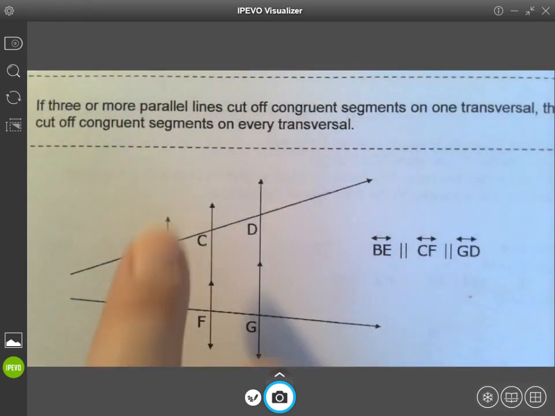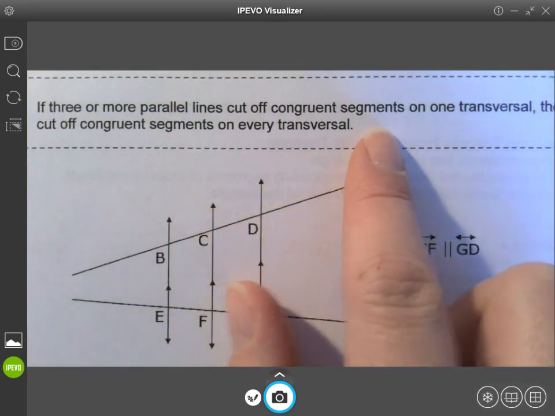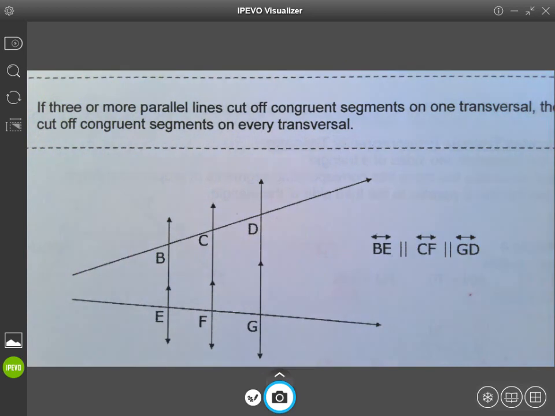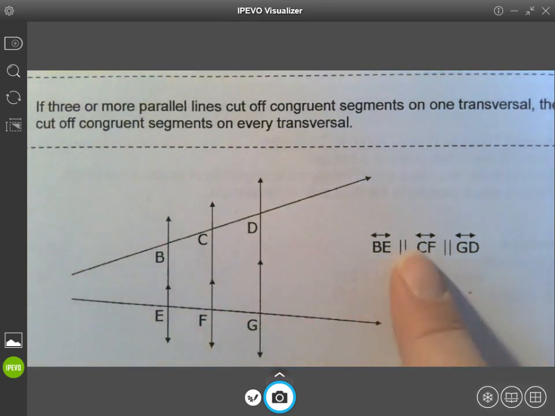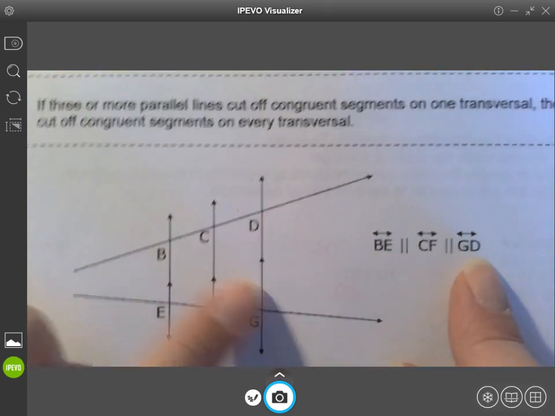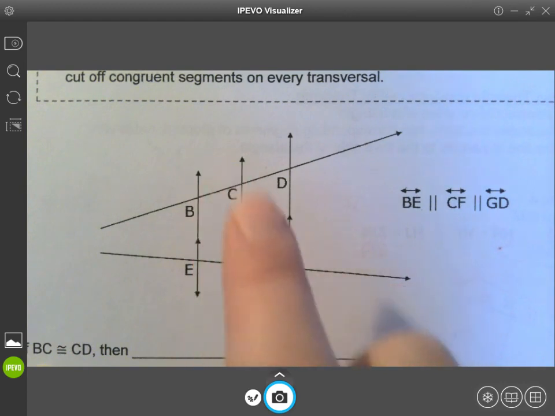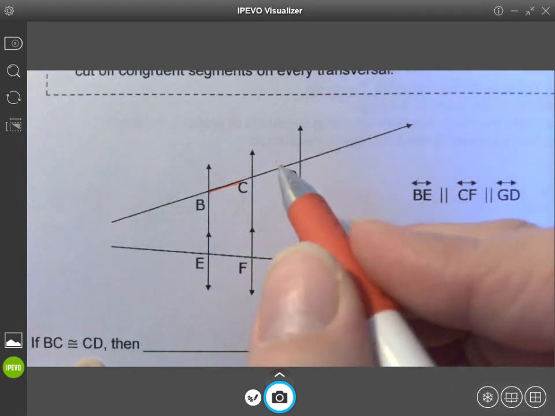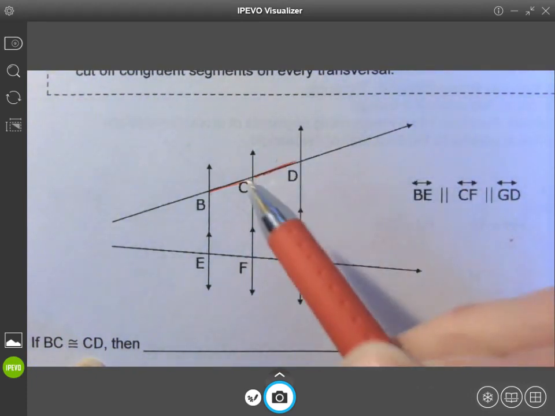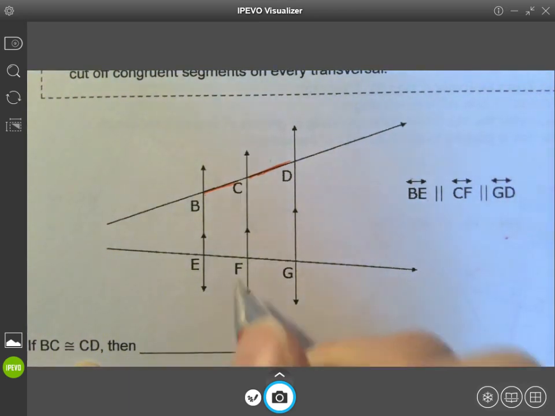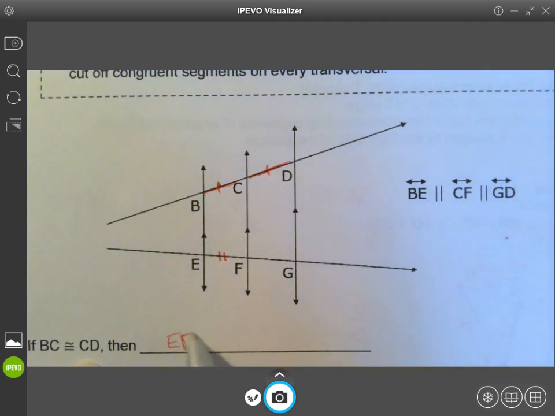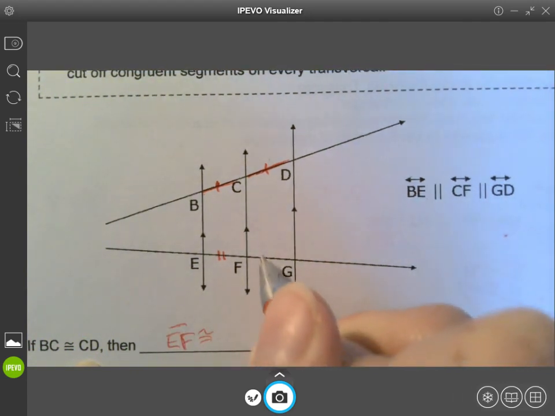Now, if three or more lines cut off congruent segments on one transversal, then the cut off congruent segments are on every transversal. All right, so there's not much to say here. They're just showing if all three of these are parallel, boom, boom, boom, then BC is congruent to CD. If this cuts it in half, then that means that if this is congruent to this, segment EF is congruent to segment FG.